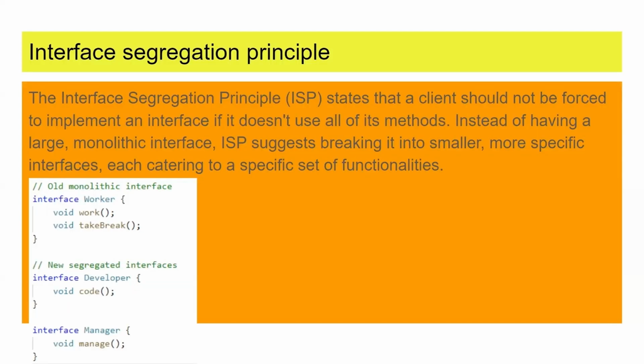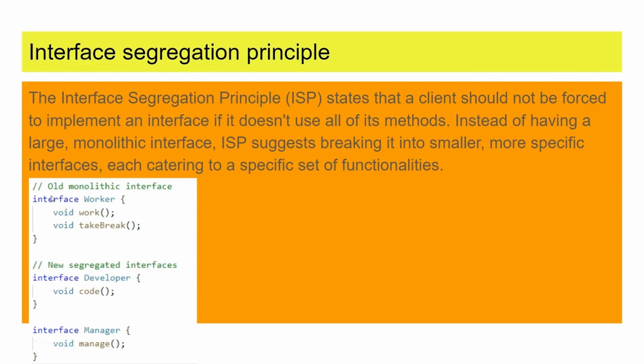Moving on to the interface segregation principle, it states that a client should not be forced to implement an interface if it doesn't use all of its methods. Instead of having a large monolithic interface, the interface segregation principle suggests breaking it into smaller, more specific interfaces, each catering to a specific set of functionality. That means the interface should be broken down into smaller, more specific ones tailored to the needs of the client, rather than having an interface which has all the functions in it.